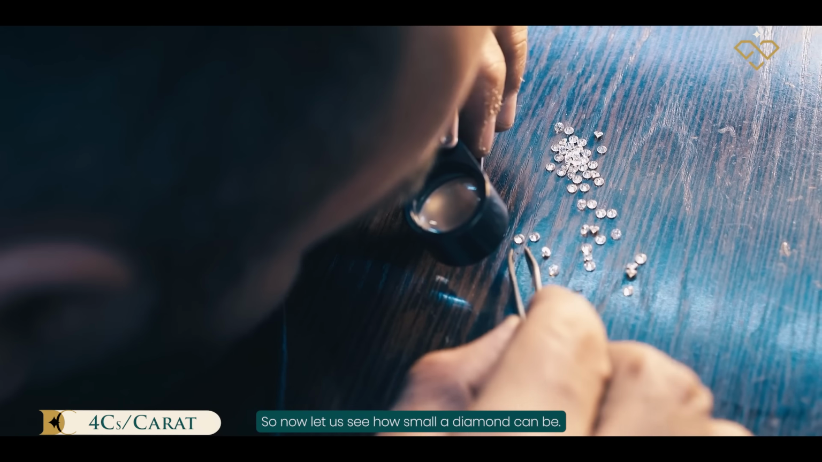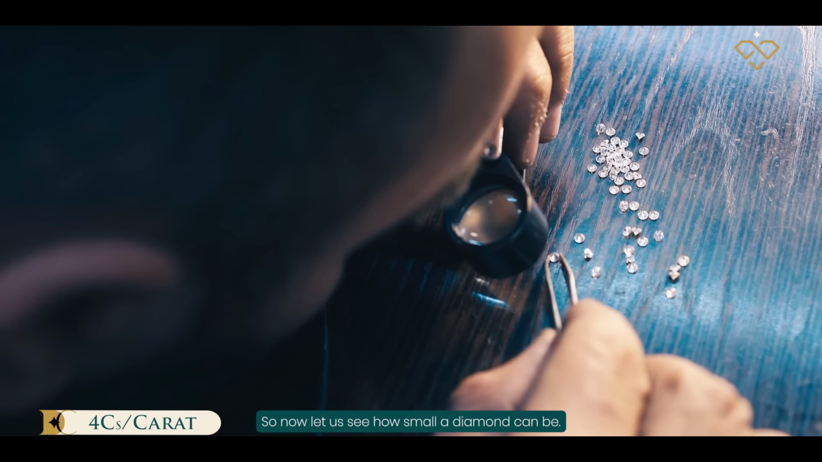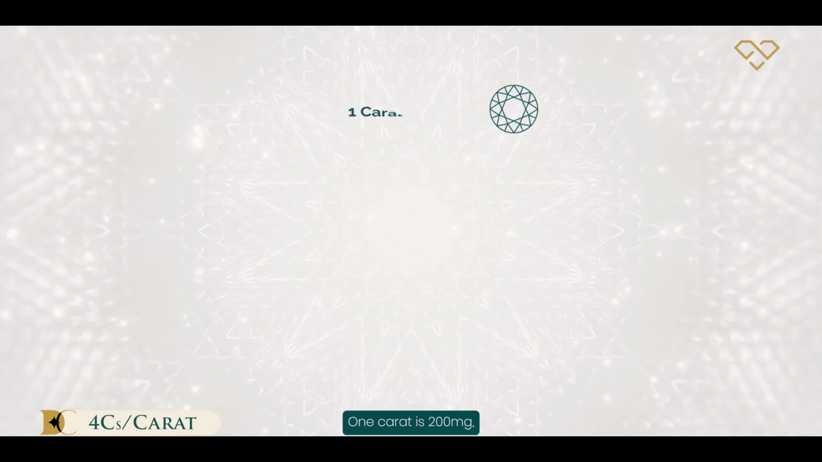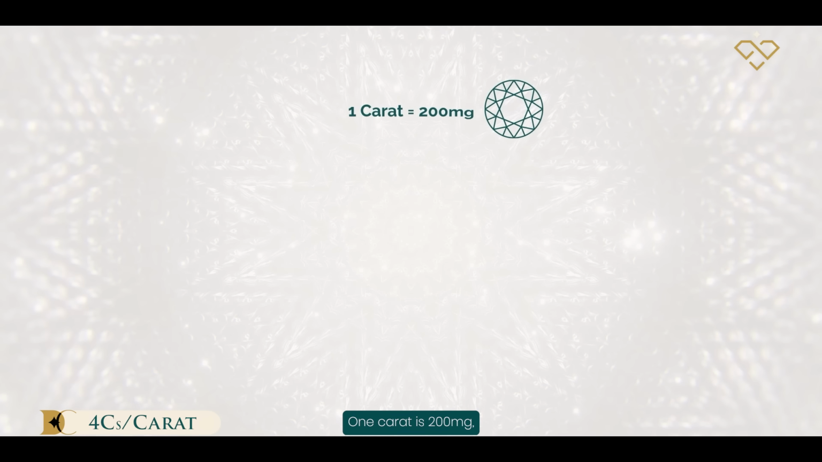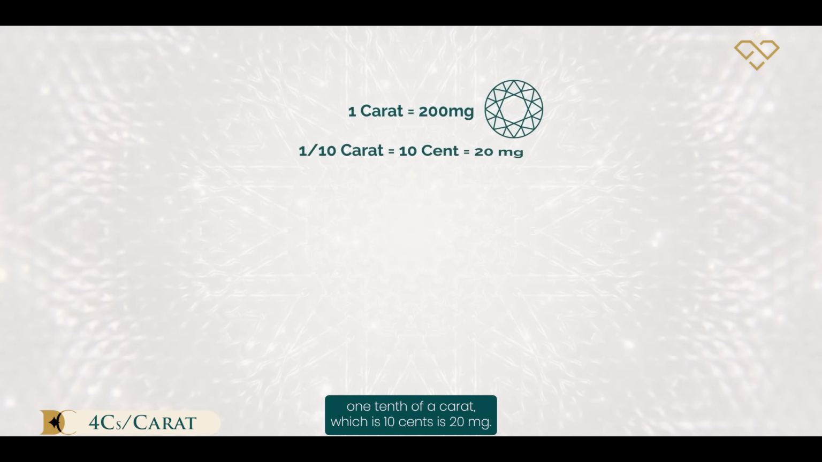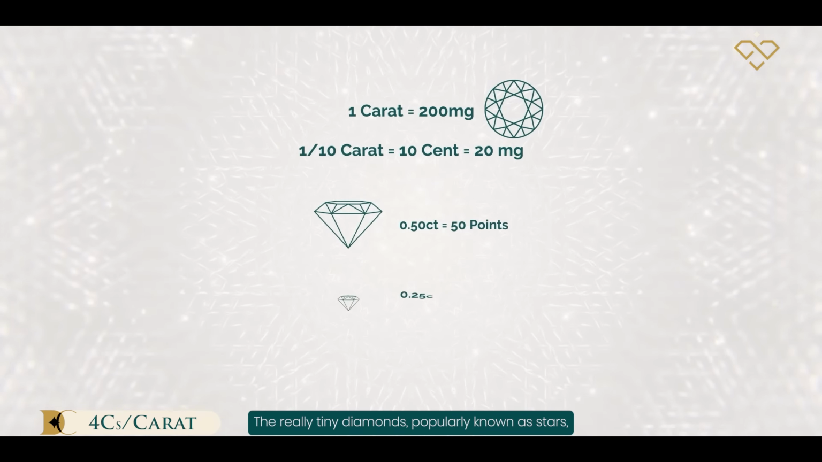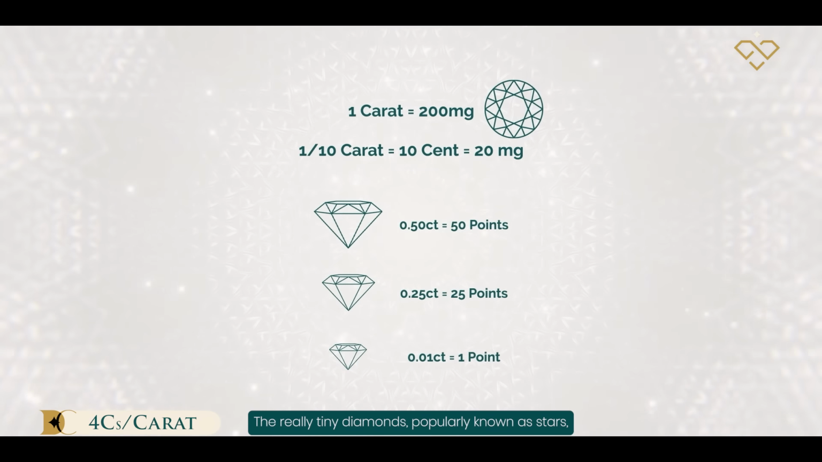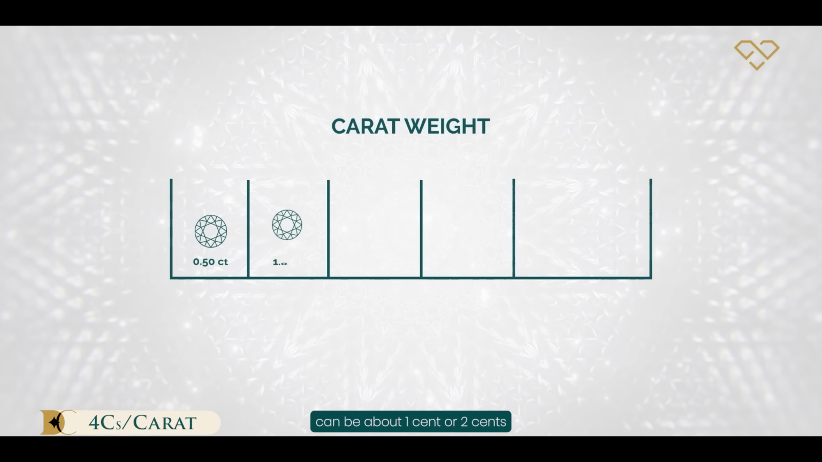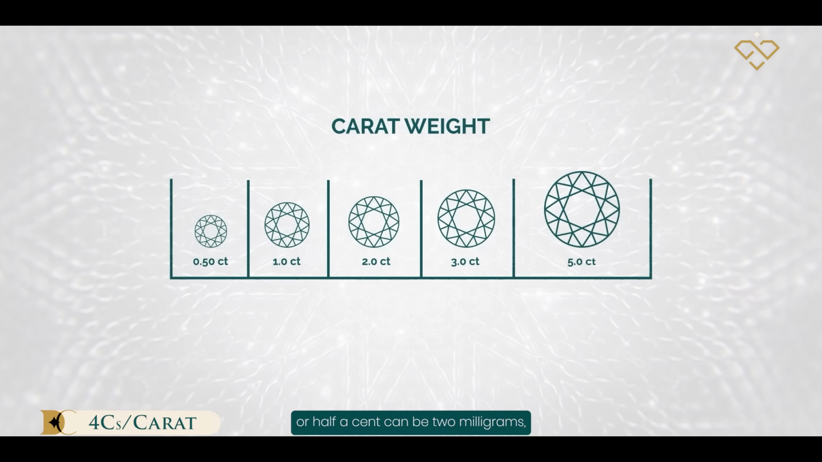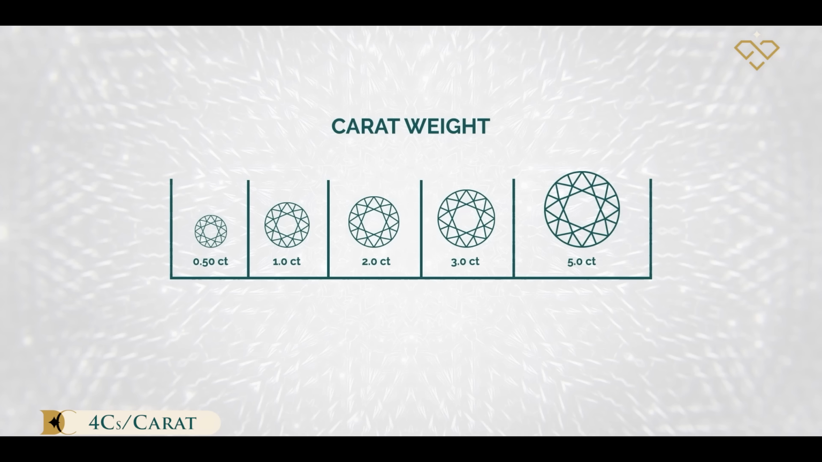So now let us see how small a diamond can be. 1 carat is 200 milligrams. 1/10 of a carat, which is 10 cents, is 20 milligrams. The really tiny diamonds, popularly known as stars, can be about 1 cent or 2 cents or half a cent, can be 2 milligrams, 1 milligram or less.